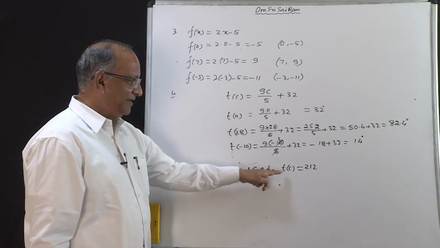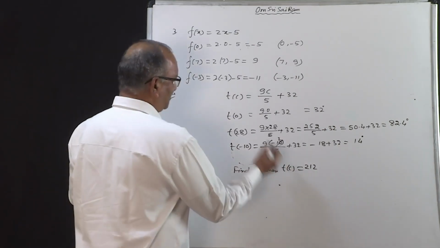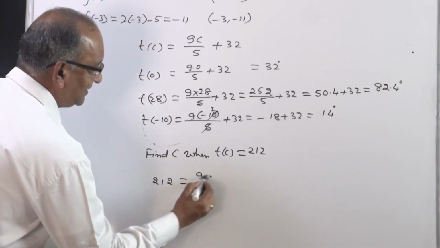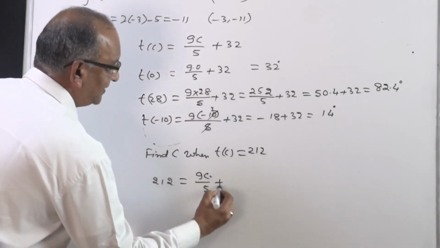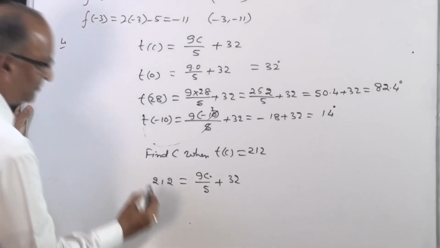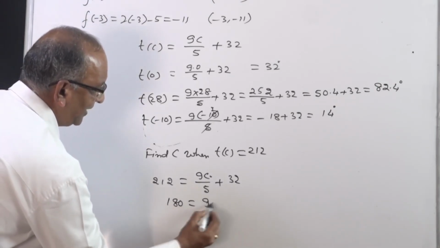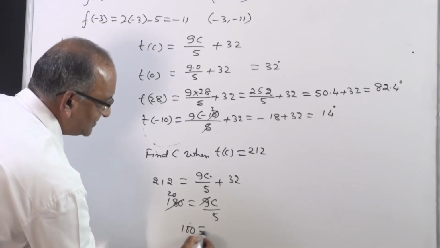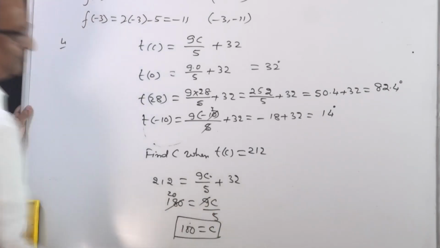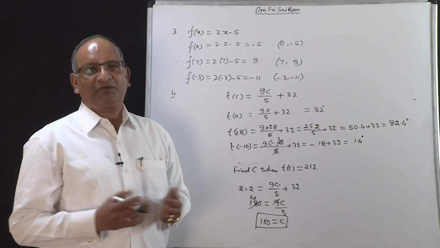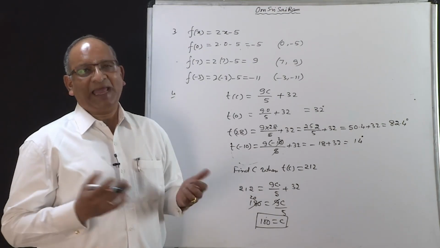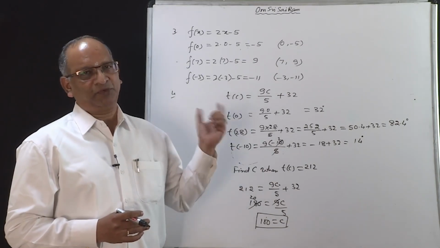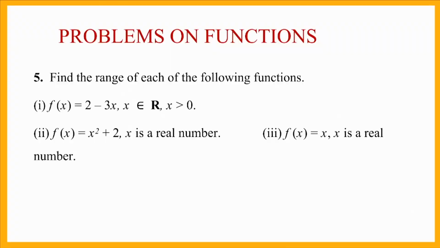Finally, he says find C when T(C) is 212. Substitute. T(C) is 212 equal to 9C by 5 plus 32. Get that 32 here, you will get 180 equal to 9C by 5. Divide with 9, 20 into 5 is 100. So 100 is equal to C. This is the answer. So these problems are quite simple when you have to find out value of the function. So what is that we need to do? In place of x, substitute that value. You get value of the function. Let us move to the next problem.